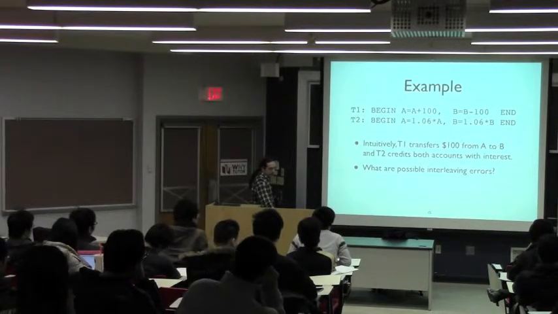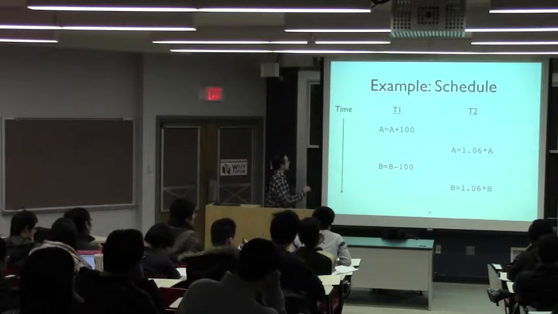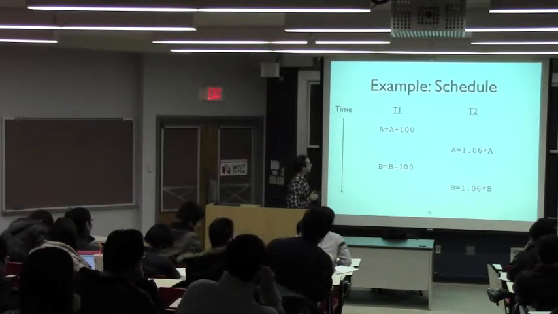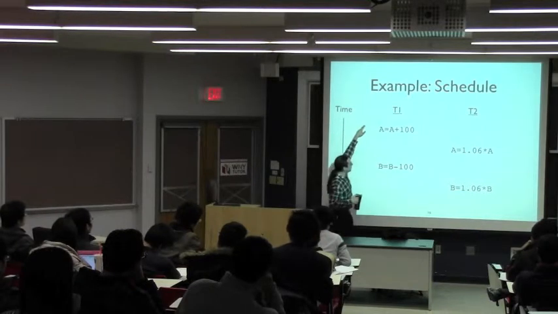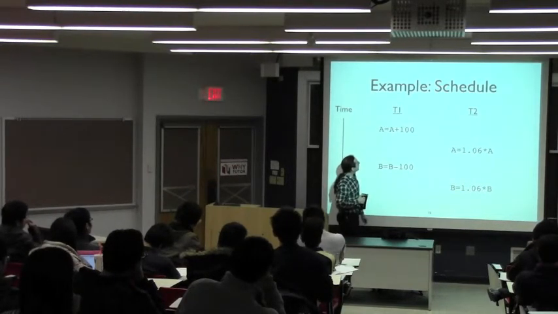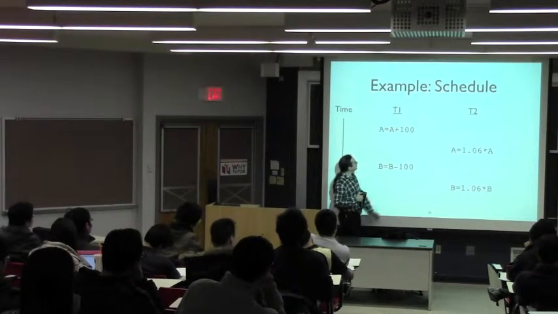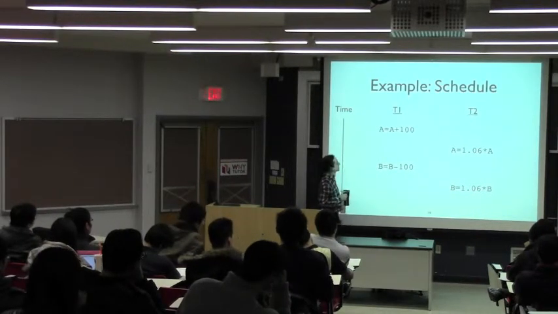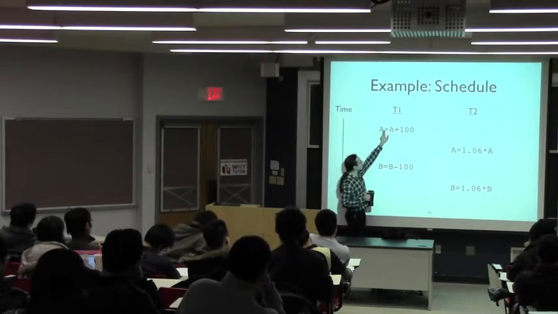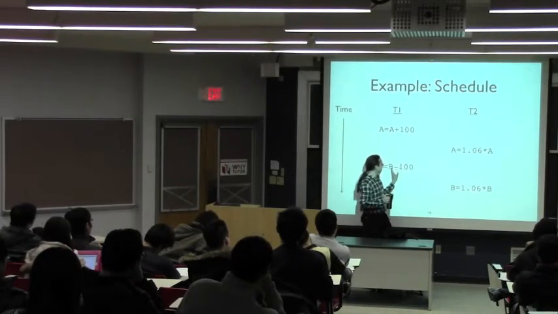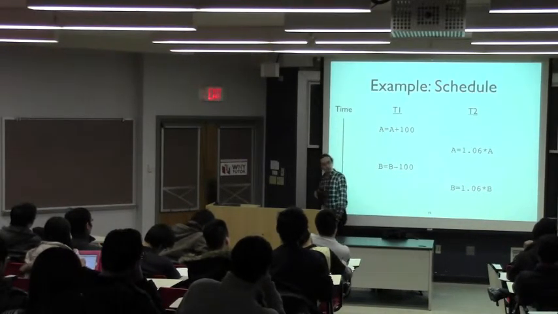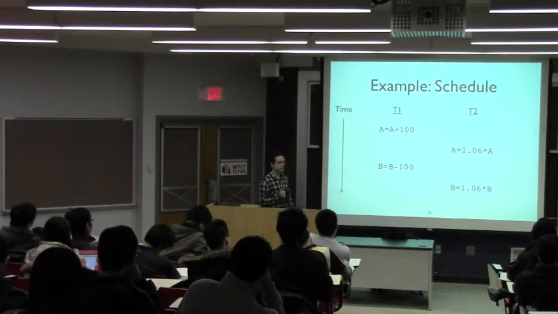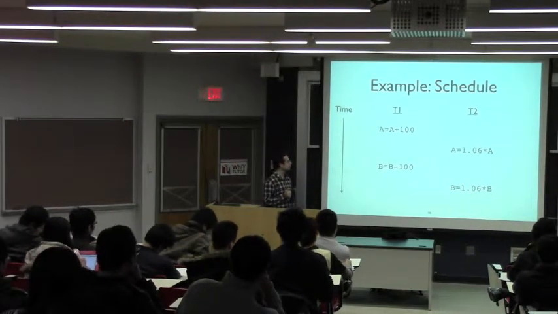Okay, so let's turn that into something more concrete. We have here time going down and a sequence of operations. So is this a valid sequence of operations? First execute this, then execute that, then that, then that? Yes? Why?